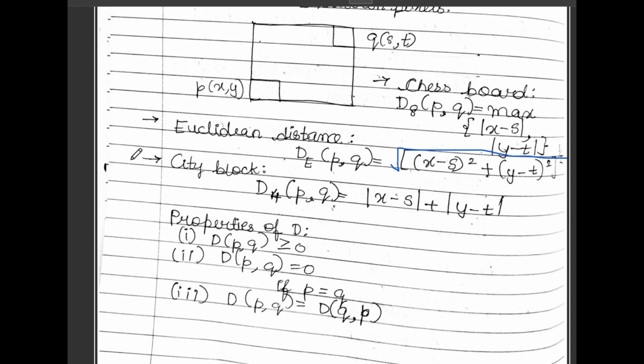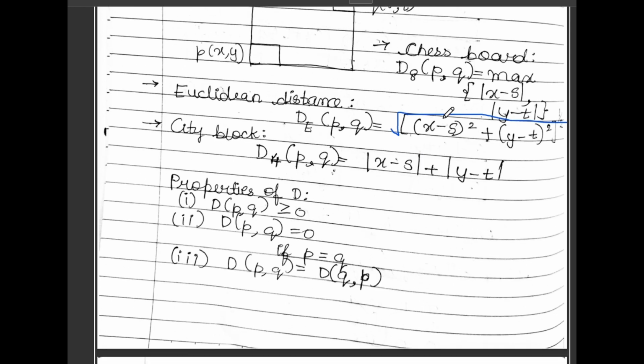And next one is called the city block distance, which is represented as d4 of p, q. It is obtained by considering modulus of x minus s plus modulus of y minus t. The next one is chessboard distance, also called the d8 distance, and it is represented by d8 of p, q, and it is found out by considering the maximum of modulus of x minus s, modulus of y minus t. Whichever is maximum, it is considered as the chessboard distance.